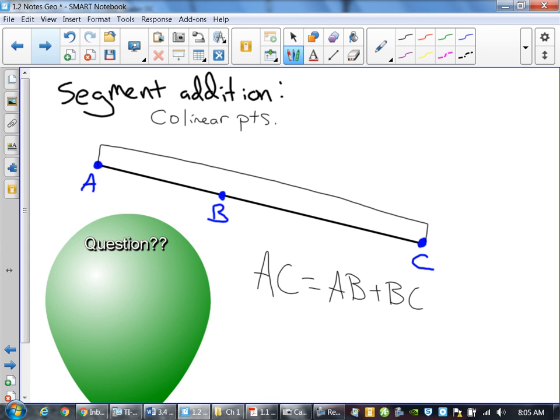It doesn't necessarily have to be in the middle. It's just anywhere in between. It doesn't say that it is in the middle. When we get to it later on, we'll start talking about things called midpoints, and we'll talk about that later.